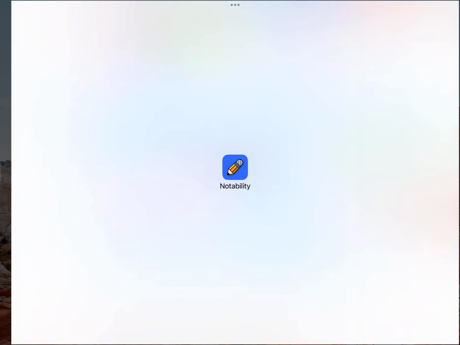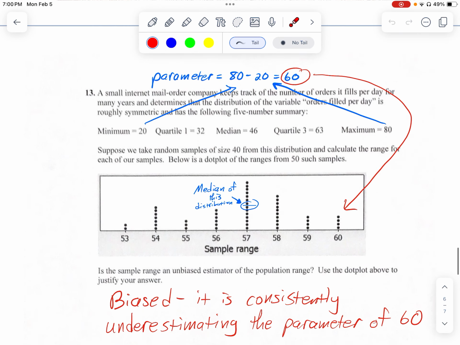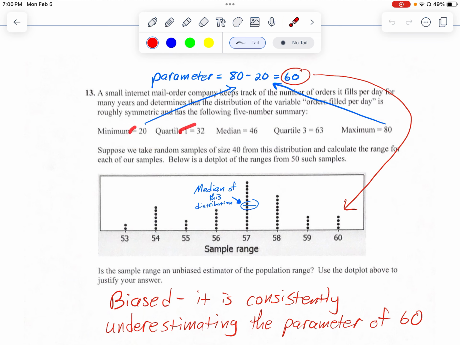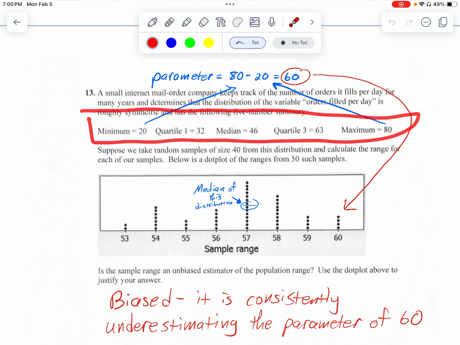Last question. Take your time to read this, okay? But it's giving you a lot to read. It's tracking the number of orders filled per day for an internet mail order company. How many orders are filled per day? And here is the 5-number summary for the entire population. Minimum, Q1, median, Q3, maximum. This is population data.